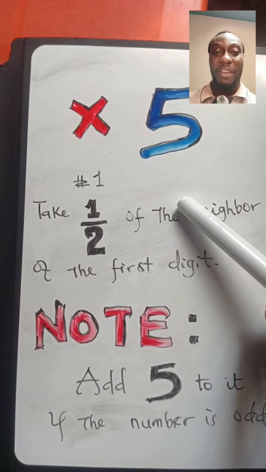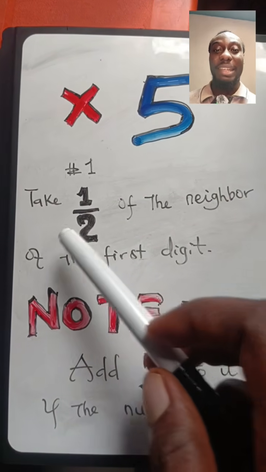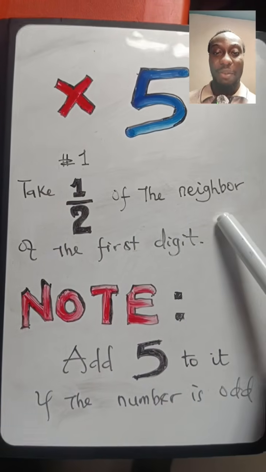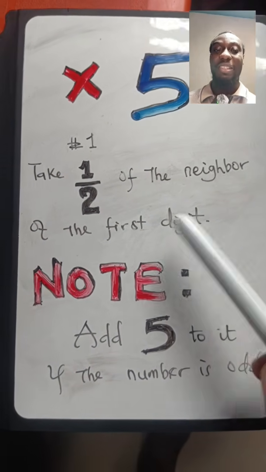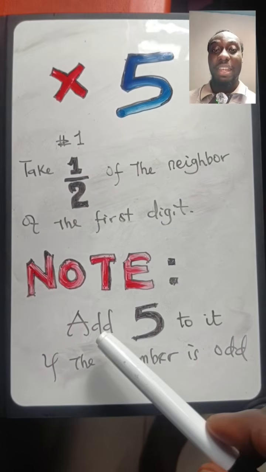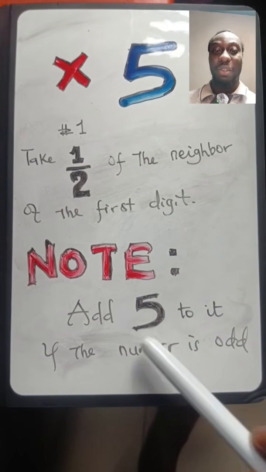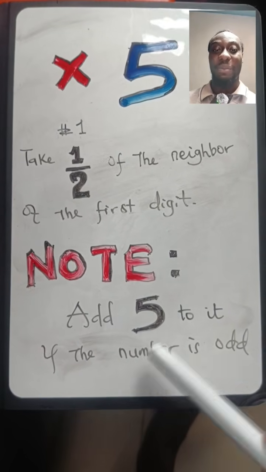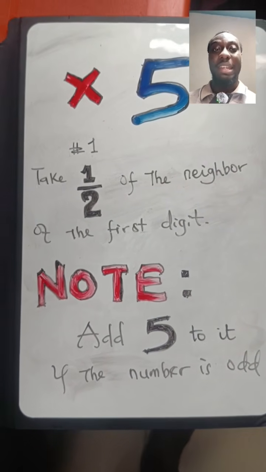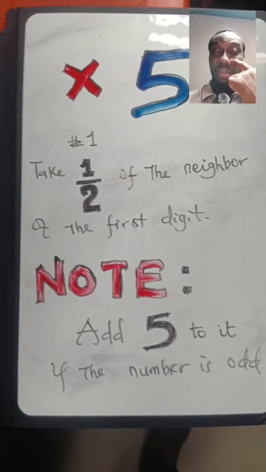So to multiply by 5, first you take half of the neighbor of the first digit. Then note, if the first digit is odd, you add 5 to it. Let's see how this translates to actual math.